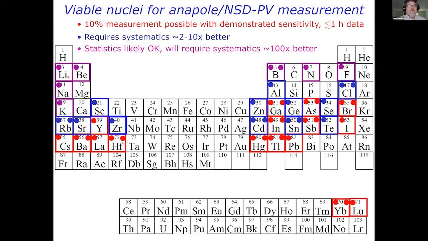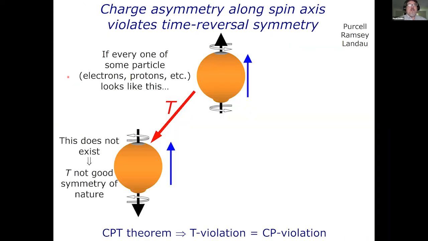So with that, I'm going to switch gears and start talking about a different class of experiments, which are loosely referred to as electric dipole moment experiments. The point here is that any sort of charge asymmetry along a spin axis of any particle violates time reversal symmetry, because if you reverse time the direction of the spin axis changes, but a static charge distribution doesn't get affected by changing the direction of time. So if a particle has any sort of charge asymmetry locked to its spin axis, then time reversal is not a good symmetry of nature.